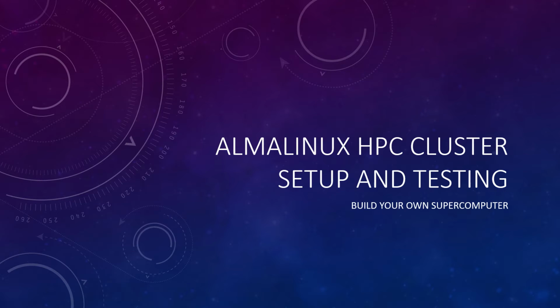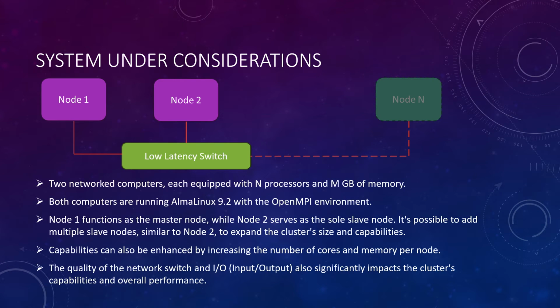Let's dive in. Now, let's take a closer look at the system under consideration. We have two networked computers, Node 1 and Node 2, both running AlmaLinux 9.2 with the OpenMPI environment. Node 1 serves as the master node, while Node 2 functions as the slave node. It's worth noting that you can expand your cluster by adding more slave nodes, increasing cores, and memory as needed. The quality of your network switch and I/O significantly impacts the cluster's capabilities and performance.